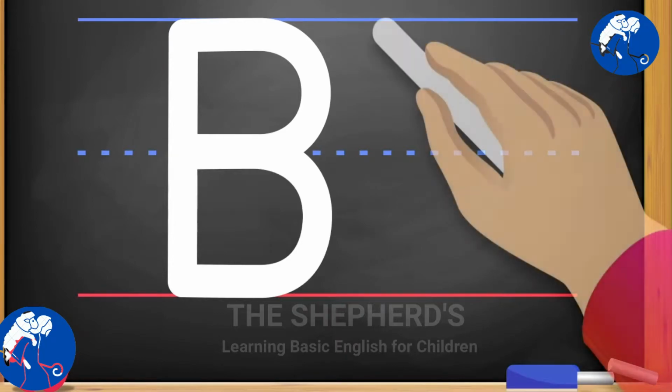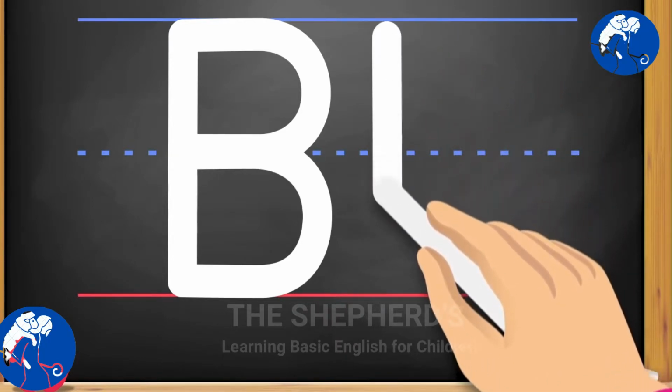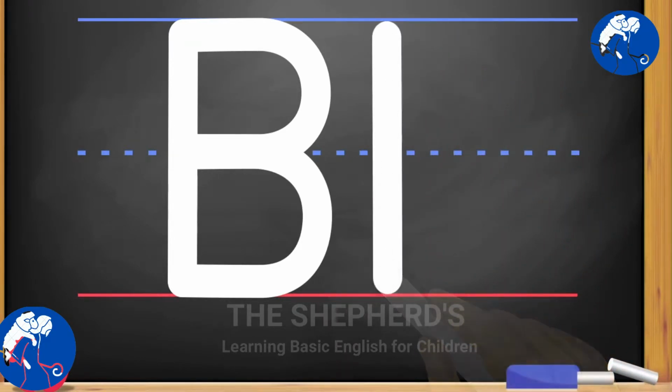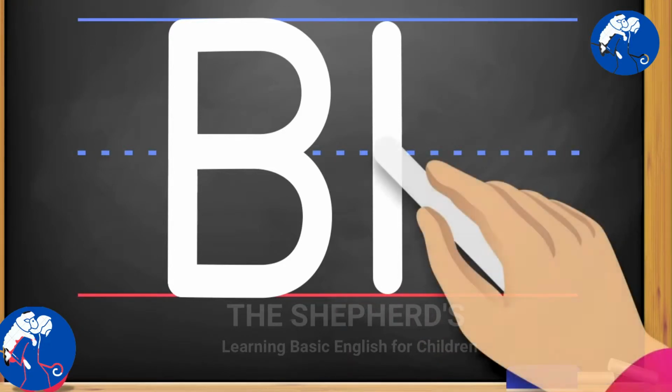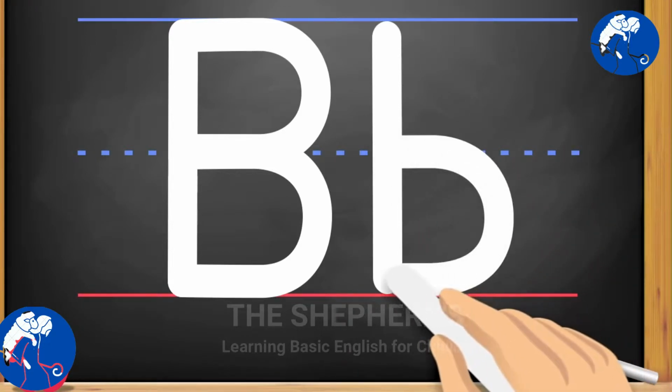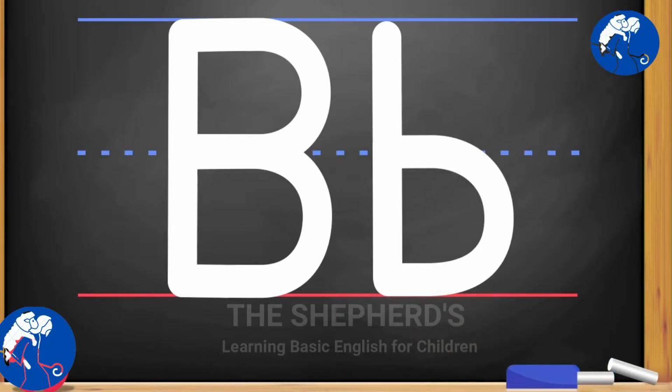Lowercase b, pull down, go back to the middle, and draw a curved line to the bottom. Amazing writing!